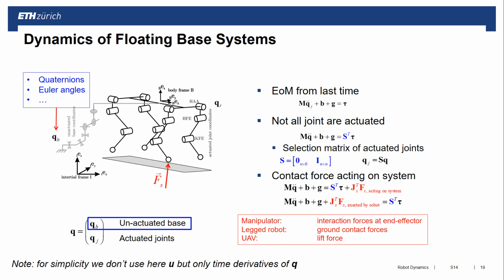And one more time, and that's more important if you read papers or whatever, people write here q double dot. It's probably not q double dot, it's u dot, and u is omega, so the omega in rotation direction of the main body. But for convenience, people just write here q double dot.